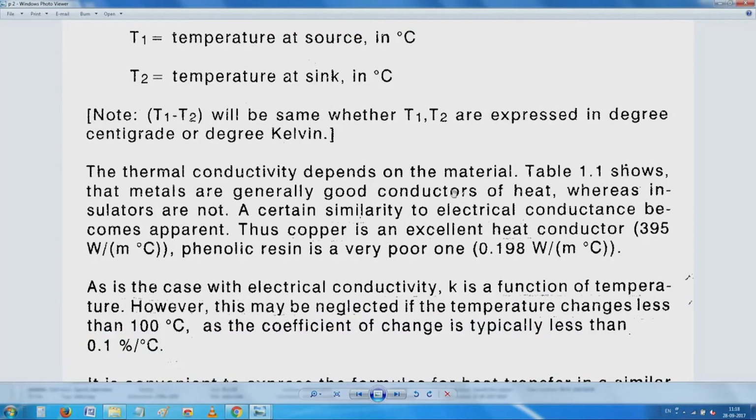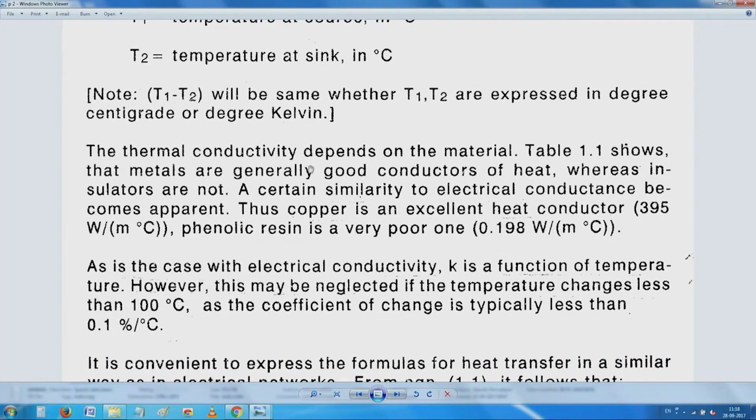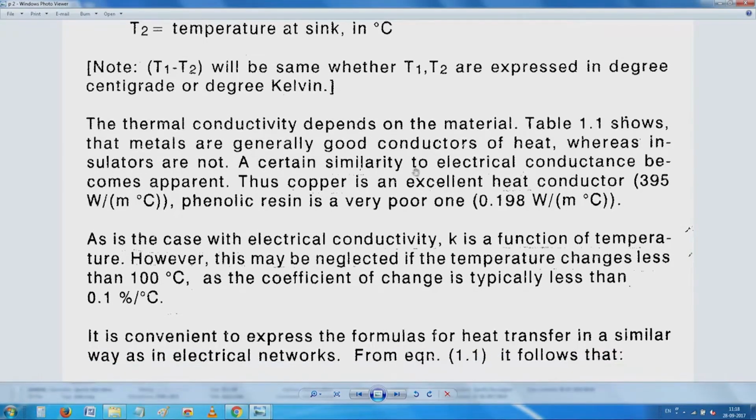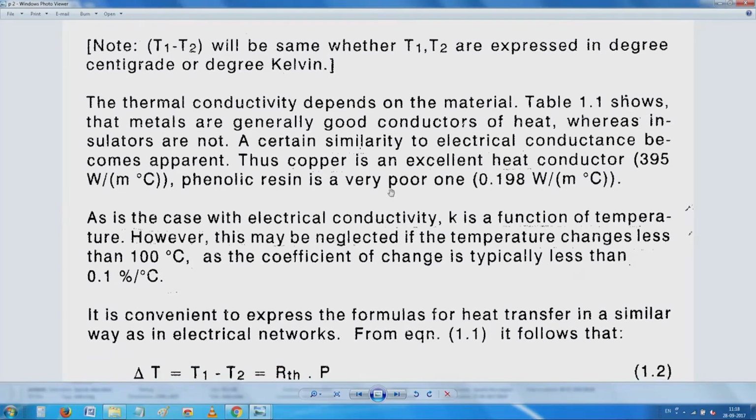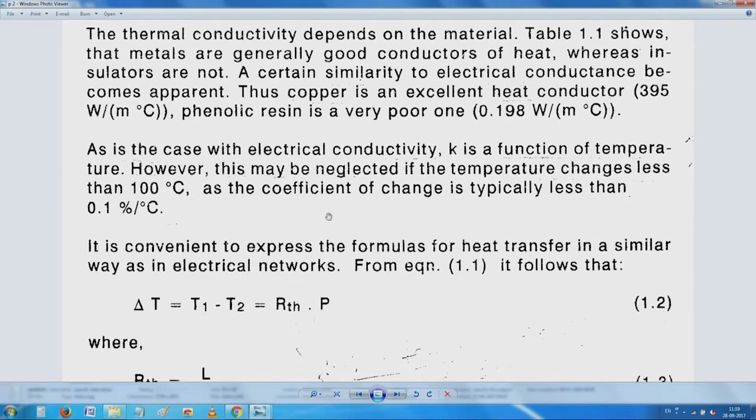Thermal conductivity depends on the material, metals are generally good conductors, insulators are not. There is a certain similarity to electrical conductance. So, copper is an excellent heat conductor, and resin is a very poor one. As in the case of electrical conductivity, K one more time is a function of temperature. You understood, no?